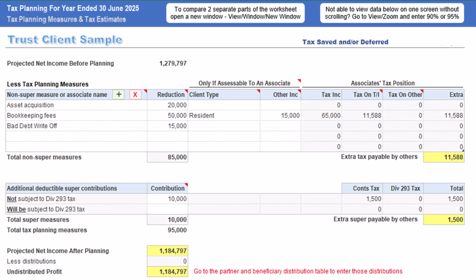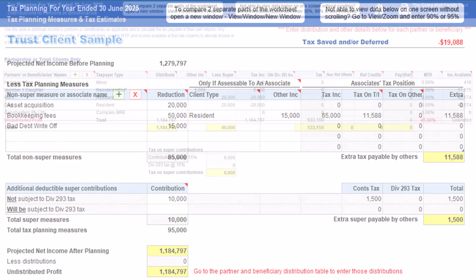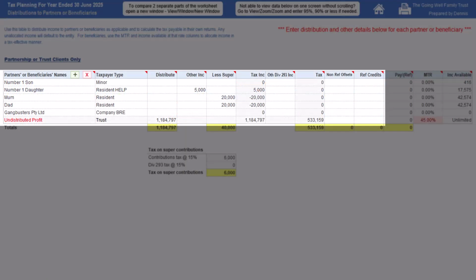Let's assume the same profit and tax planning measures as in our company example, but with the business structured as a discretionary trust. The tax planning table now shows undistributed profit. So you go to the partner and beneficiary distribution table to enter those details. At this table, you enter the names of the beneficiaries of the trust, select their taxpayer type, and enter their other income, personal deductible super contributions, and if applicable, other income for Division 293 purposes and offsets and credits.